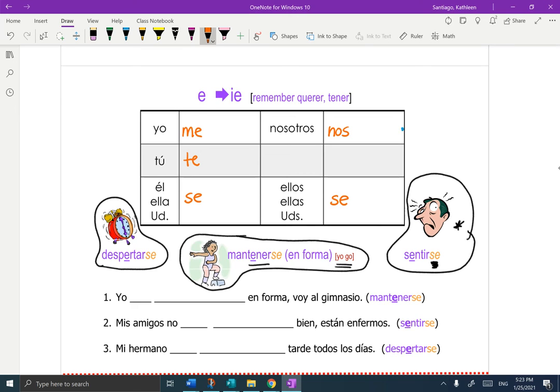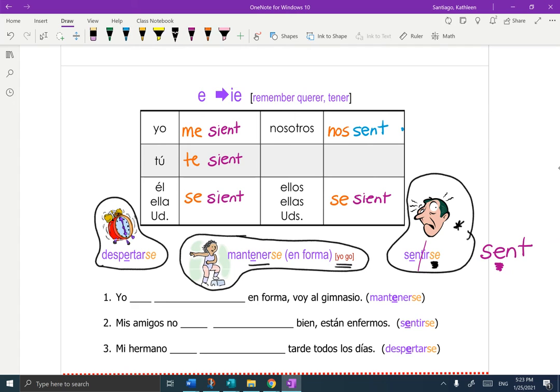Okay, now that we've done that, now we're going to do the chop, change, add. Chop off the IR, and I'm left with the root, sent. This E is going to IE. So let's write that change in all of the spots on the chart. Sient, sient, sient, sient, sient. And then I'm going back to the original sent in the nosotros form.